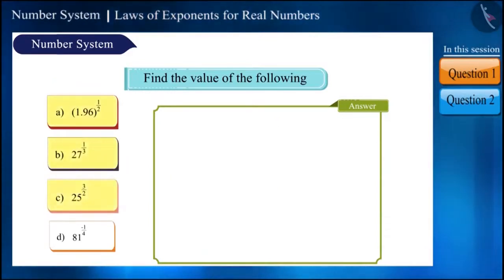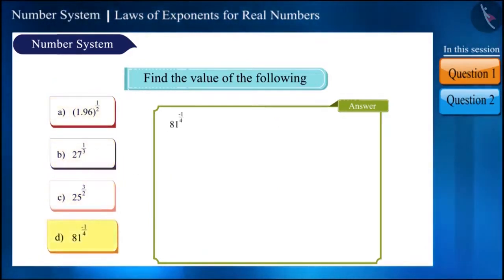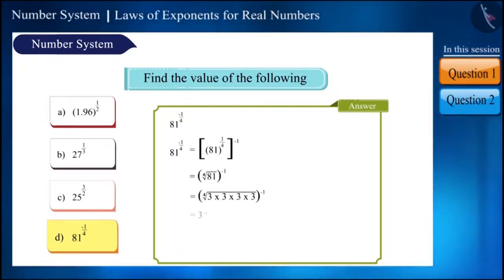So far the numbers were positive numbers, but here the exponent of 81 is minus 1 by 4. We can write it like this. 81 raised to the power 1 by 4, that is the fourth root of 81. And now we get 3 to the power of minus 1.